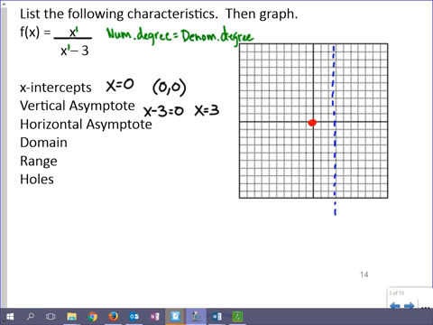Divide your leading coefficients. So we know what the degrees are. What's in front of this x in the numerator? A 1. What's in front of the x in the denominator? A 1. So those are your leading coefficients, so we should really divide them. Our horizontal asymptote would be at y equals 1 over 1, or we could really just write that as y equals 1.